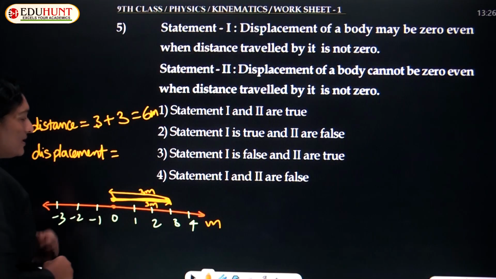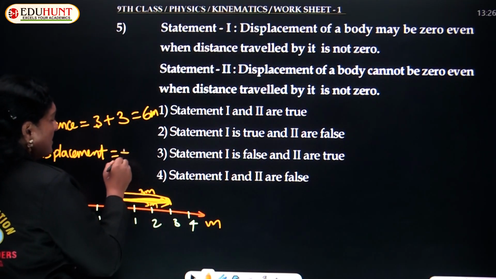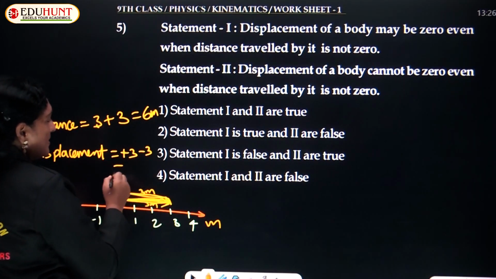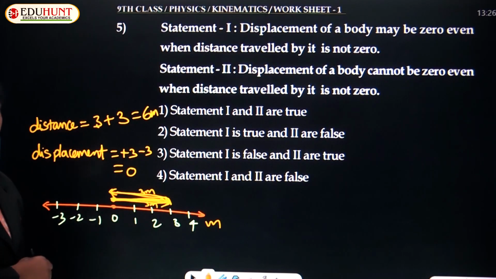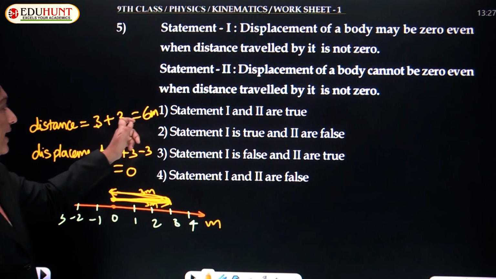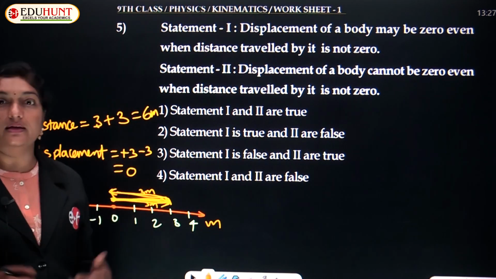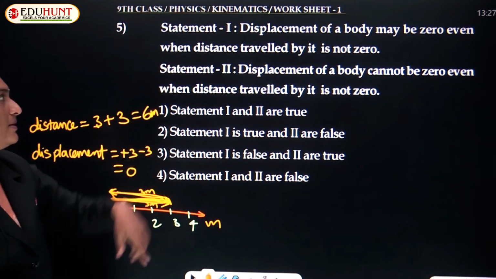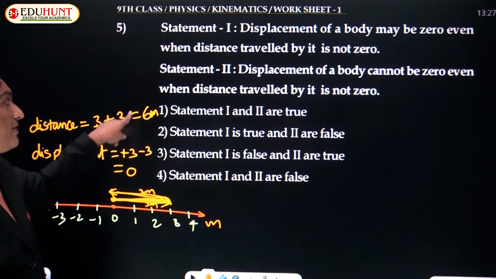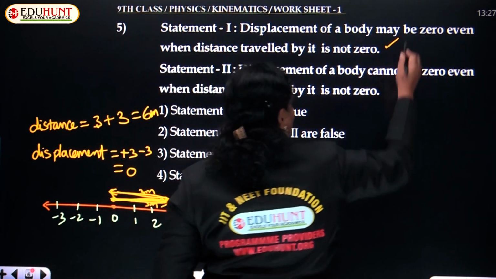But what about displacement? From here to here, in the positive direction, we consider it as plus 3, and in the opposite direction, we consider it as minus 3, and here the answer is 0. So, in this example, we proved that distance is positive, not 0, whereas displacement is 0. Is that first statement true? Displacement of a body may be 0 even when the distance travelled is not 0. Yes. So, statement 1 is true.